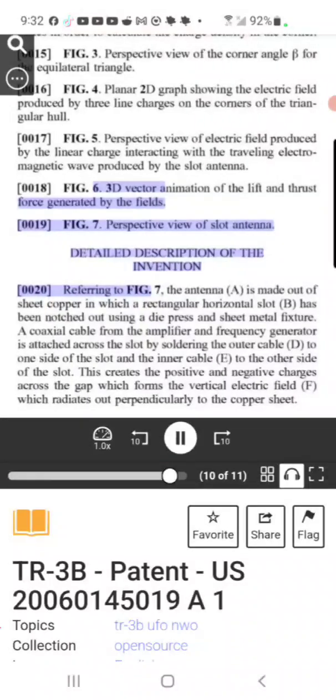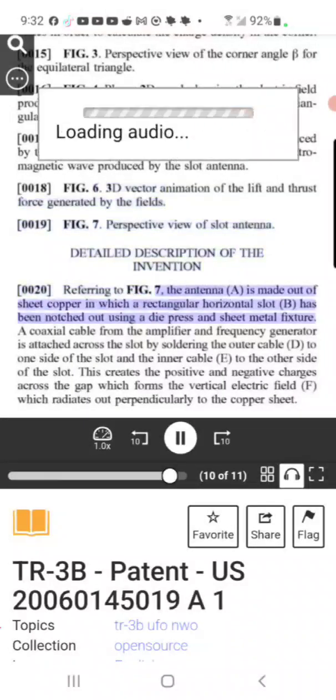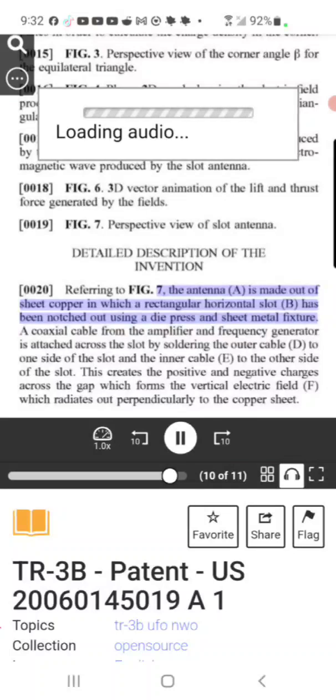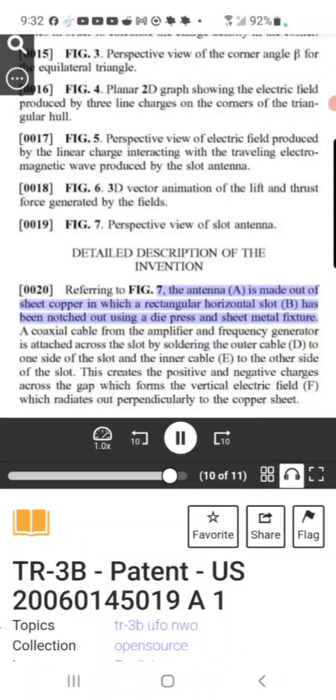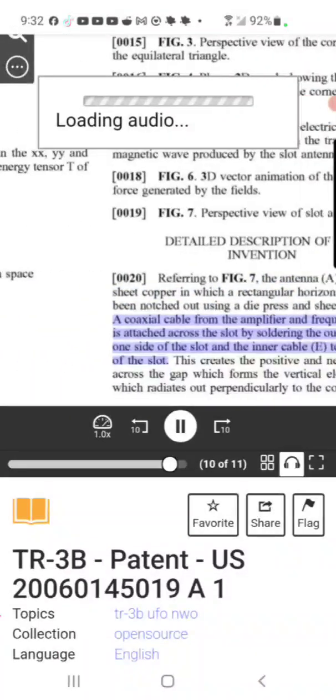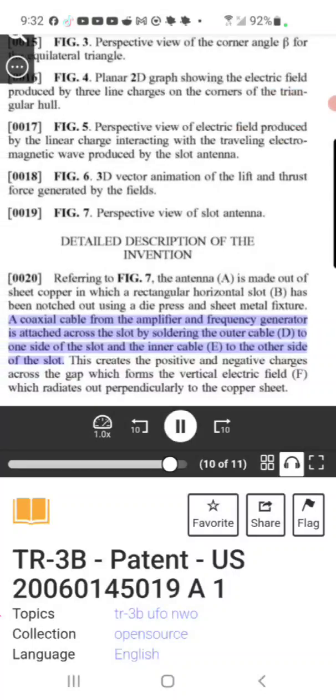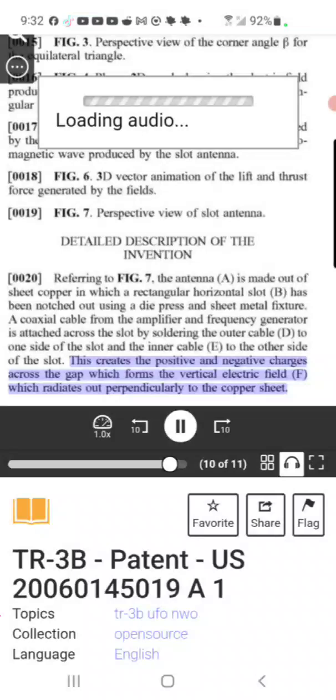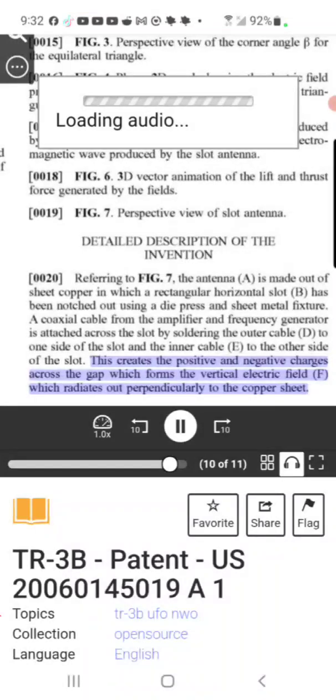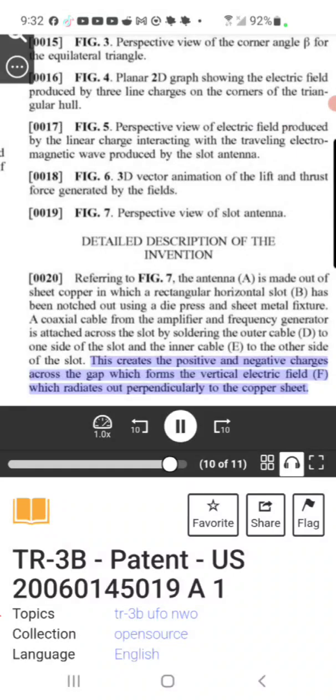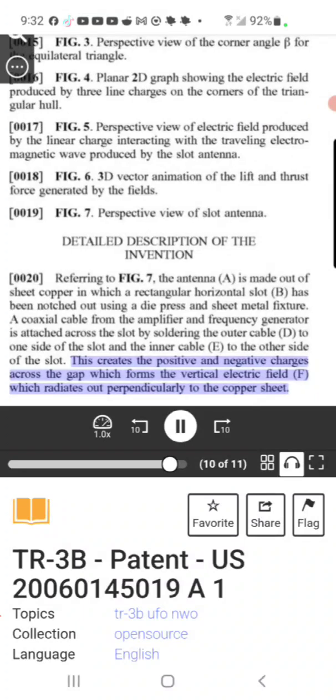Detailed description of the invention [0020], referring to Fig 7. The antenna A is made out of sheet copper, in which a rectangular horizontal slot B has been notched out using a die press and sheet metal fixture. A coaxial cable from the amplifier and frequency generator is attached across the slot by soldering the outer cable D to one side of the slot and the inner cable E to the other side of the slot. This creates the positive and negative charges across the gap, which forms the vertical electric field F, which radiates out perpendicularly to the copper sheet.